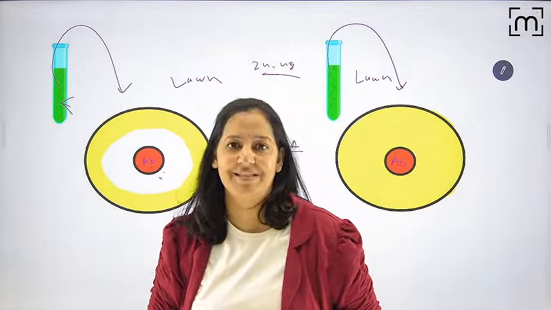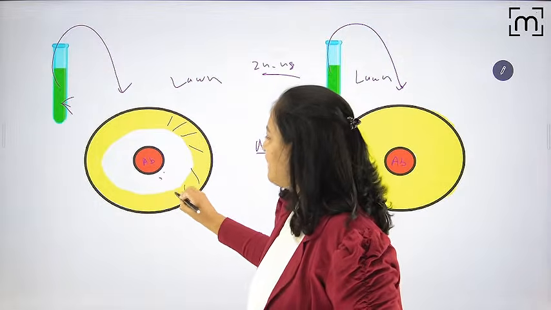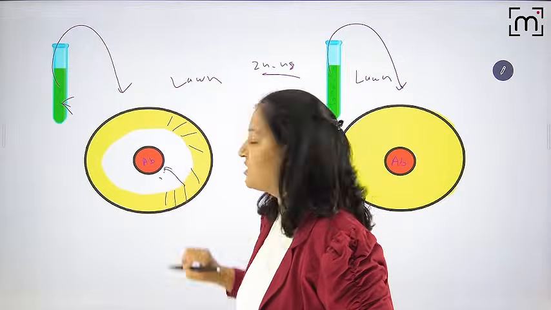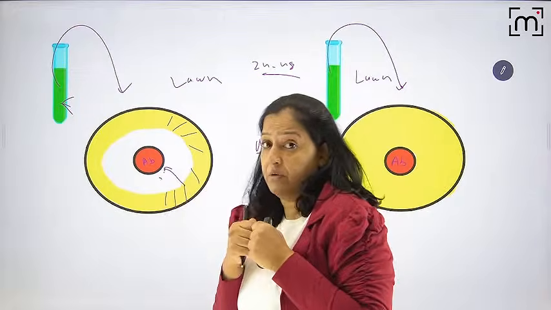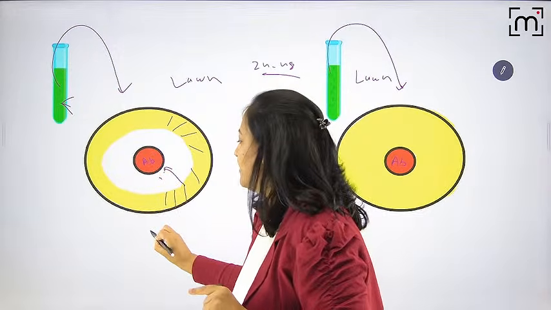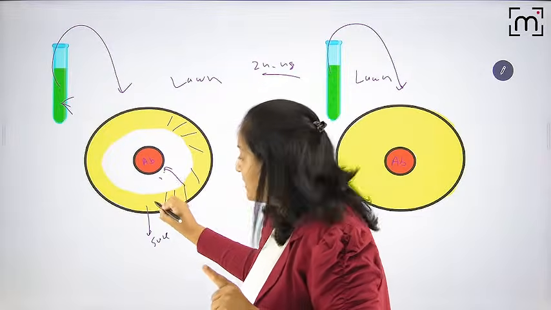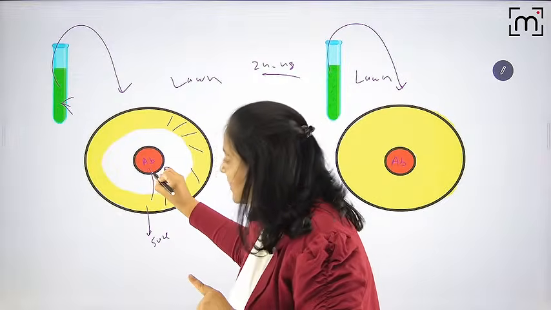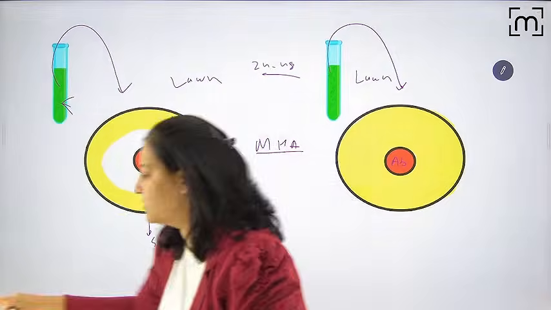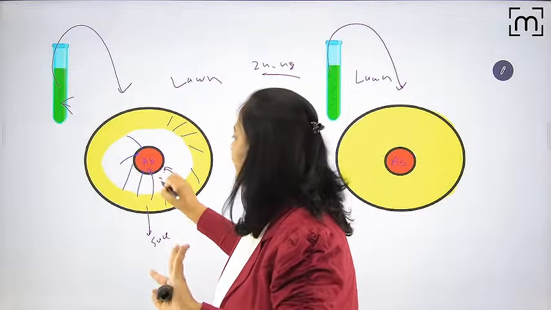Now see the pattern. Here the colonies are at the periphery. They are not moving closer to the antibiotic, because they are afraid. Once they move closer, the antibiotic will kill them. So this is known as susceptible. This organism is susceptible to this antibiotic, that's why the colony is not growing closer. It is growing at the periphery, so you can clearly see a zone which doesn't contain any colony.